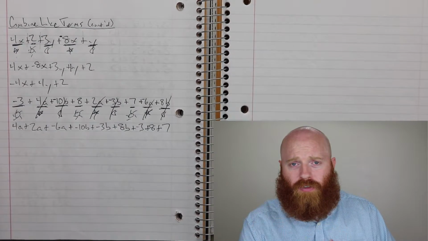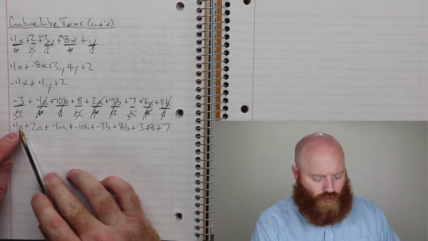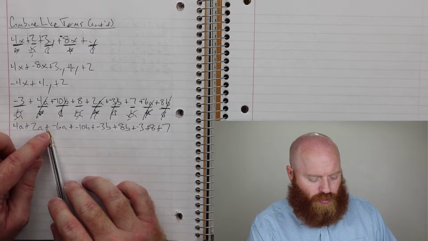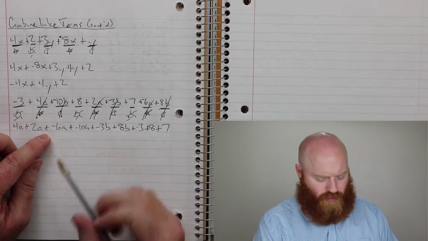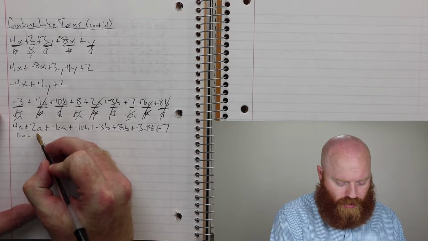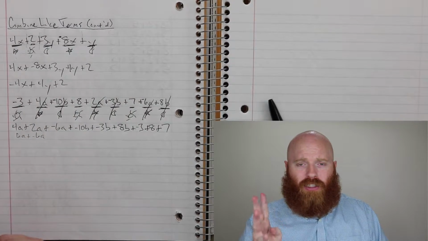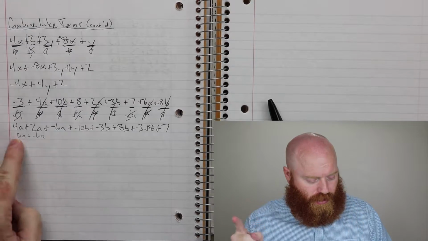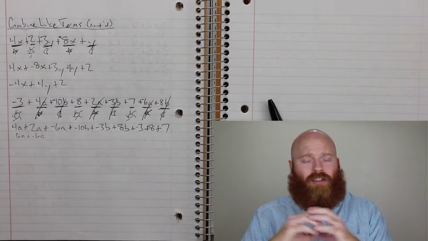Now I just got to combine them. Order of operations says left to right. Add left to right. So 4a plus 2a is 6a plus negative 6a. Whoa. What's 6a plus negative 6a? I've got 6 good guys on this side, 6 bad guys on this side. 6 plus negative 6. They shoot it out. There's nobody left.